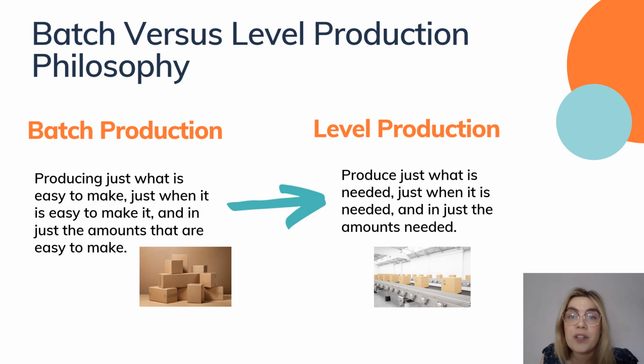The philosophy of level production is to produce just what is needed, when it is needed, and in the amounts needed. Improvements in level production are focused on maximising the entire operation within the framework of the time available. Can you think of any examples of batching in your area of work which could be improved?